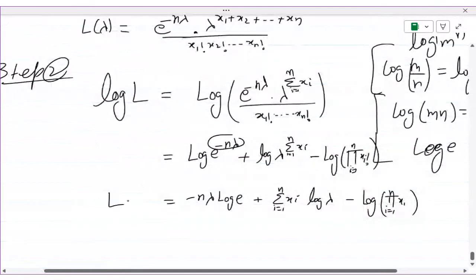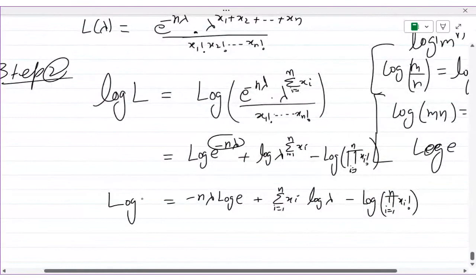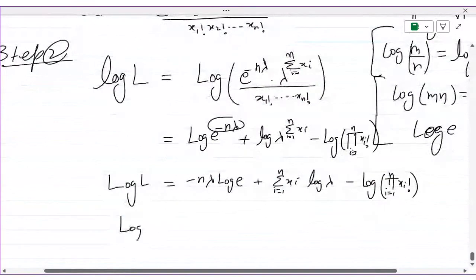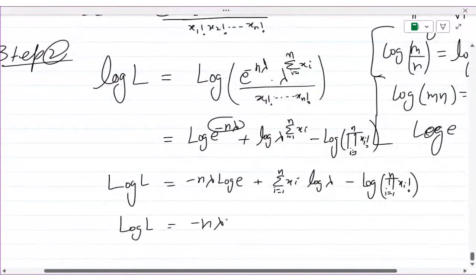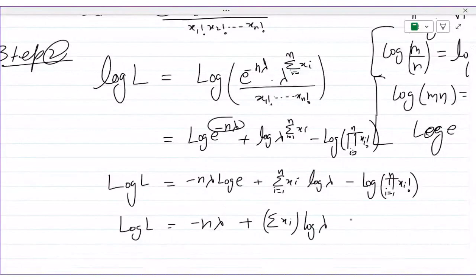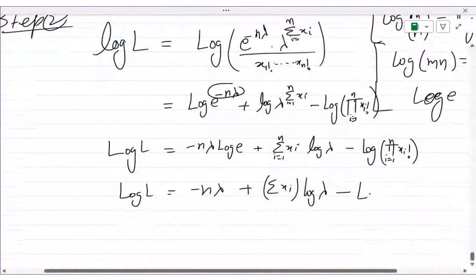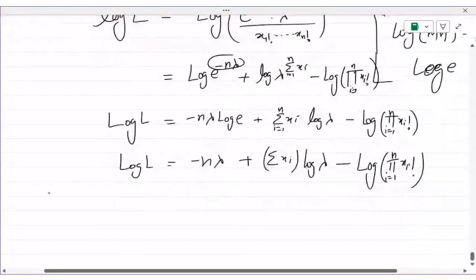So we do one more simplification. Log L is equal to minus n lambda, because log e is 1, plus sum of xi into log lambda. Now we don't need to solve this last one, the log of this product. Why don't we need to solve it? Because in the next step we have to do the derivative with respect to lambda, and because this term does not contain lambda, the derivative of this will be 0. Okay, step 3.